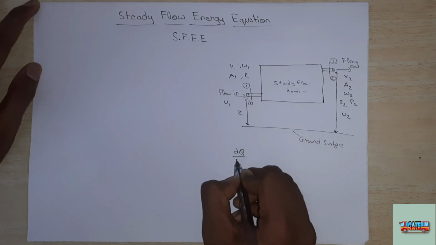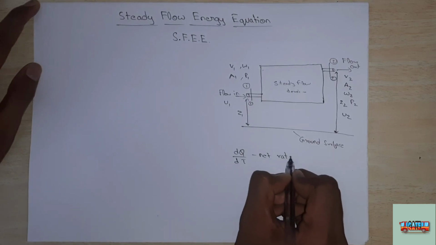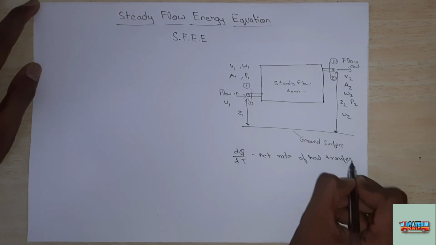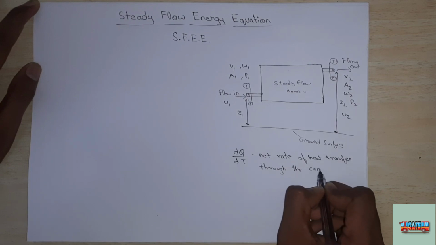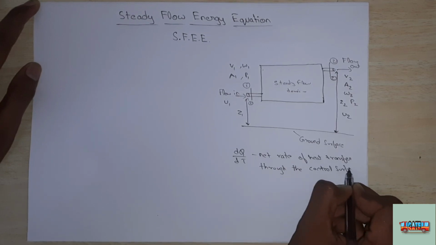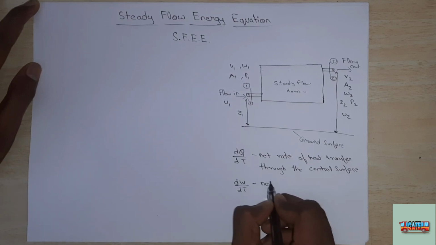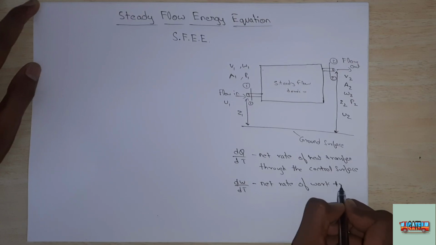So here dq by dt is the net rate of heat transfer to the control surface, and dw by dt is the net rate of work transfer.